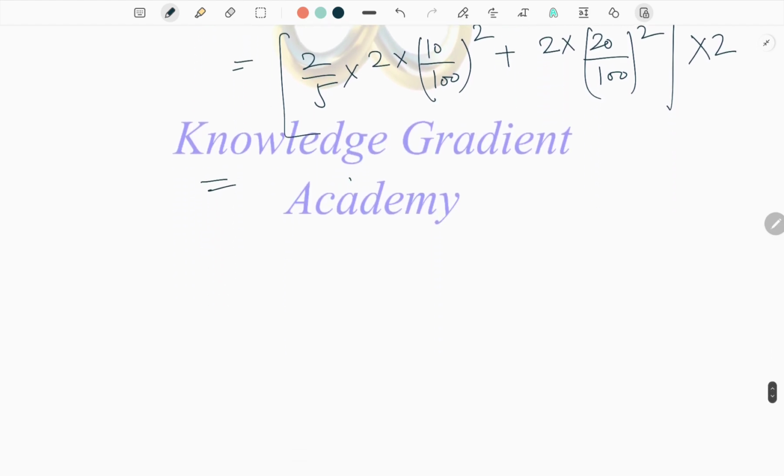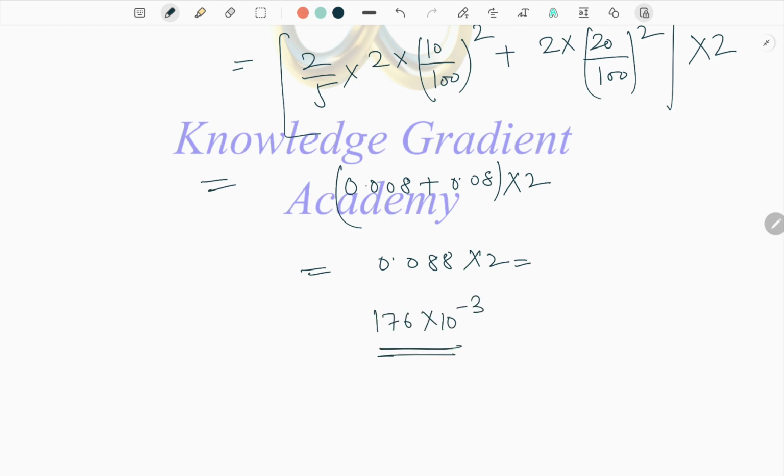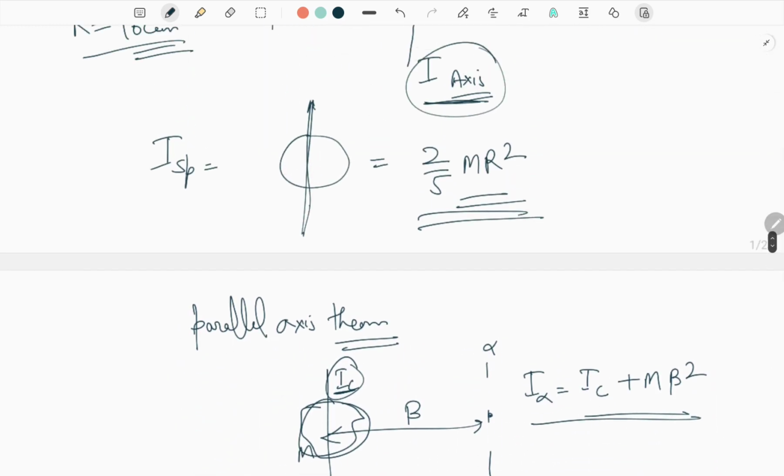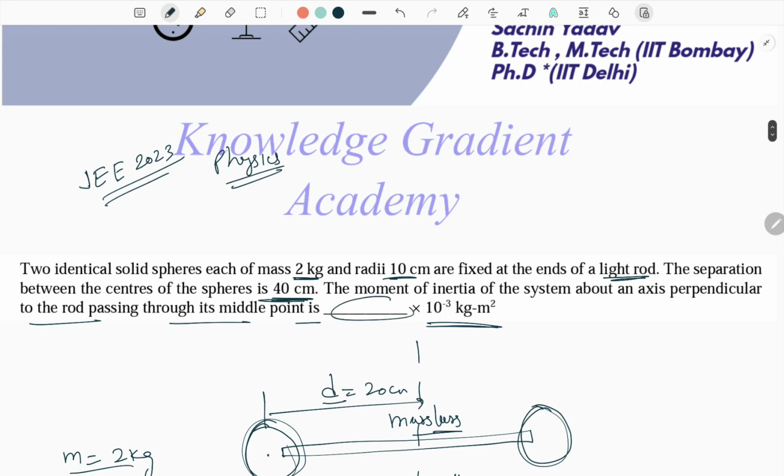So this is 0.08 plus 0.08, which is 0.88 into 2, that is equal to 176 into 10 to the power minus 3 kg meter square. We have to calculate what is the value.